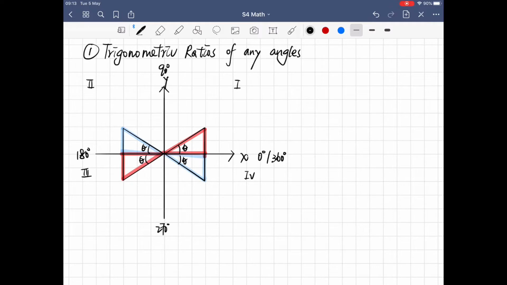And one more thing in this figure, that is the A, S, T, and C. Okay, for A, it represents in quadrant 1, sine, cosine, tangent, all of them are positive. Okay, and for S, it represents in quadrant 2, only sine theta is positive. And then for T, it represents only tangent theta in quadrant 3 is positive. And finally, in quadrant 4, only cosine theta is positive.